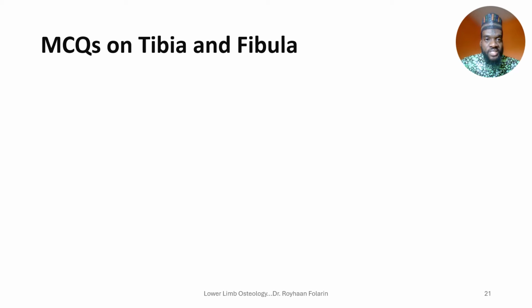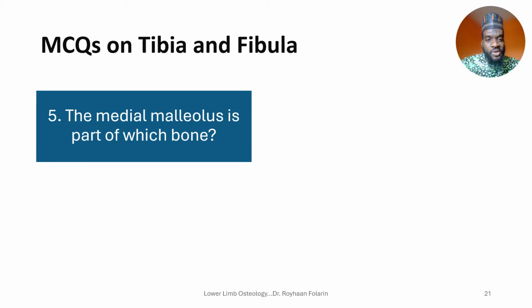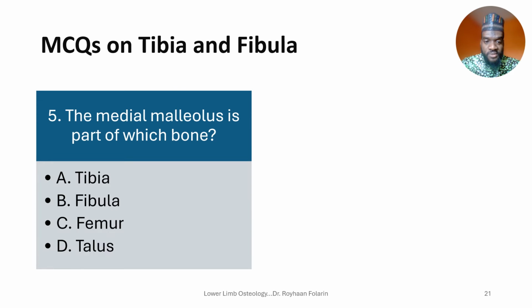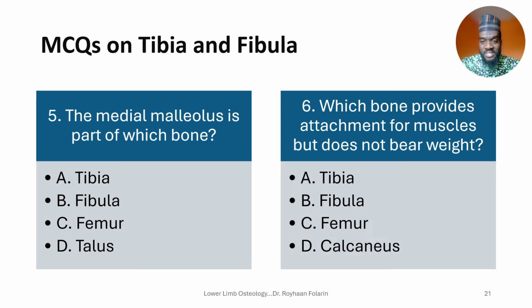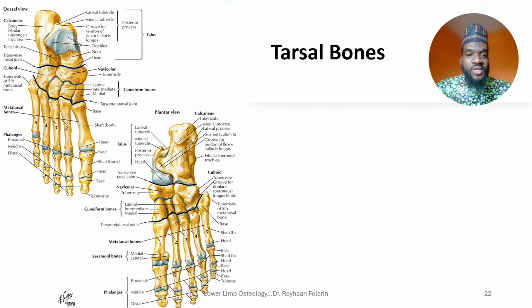So for the next question, and you remember where to drop the answers. We're asking now, the medial malleolus, is it part of which bone? The medial malleolus, is it part of the tibia, the fibula, the femur, or the talus? And which bone provides attachment for muscles but does not bear weight? Which bone is that? Does that sound familiar? You know where to drop your answers. Remember, we have come across 6 questions now.